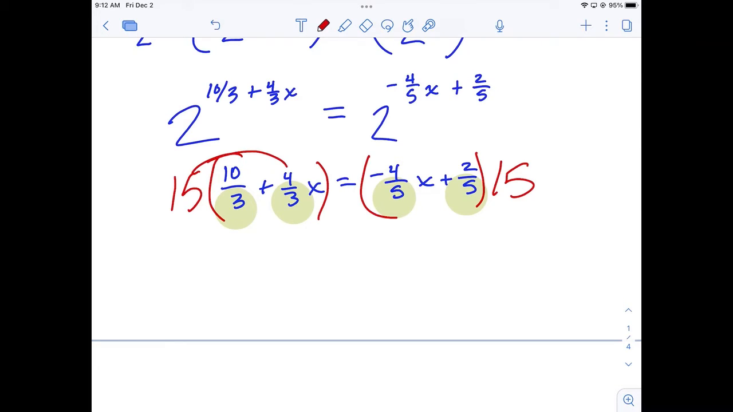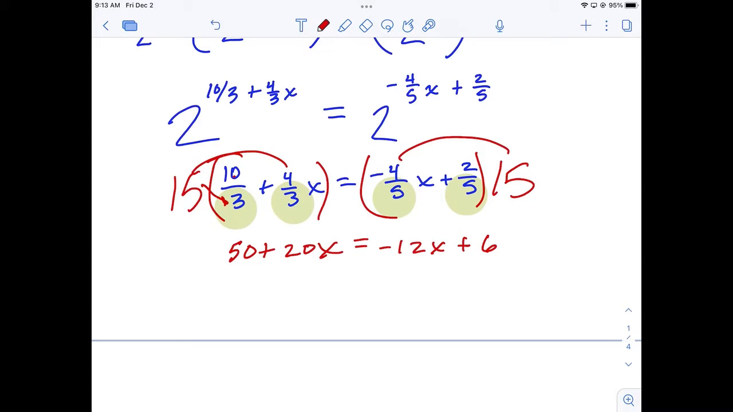Now when we distribute the 15, I'll divide first. 15 divided by 3 is 5. 5 times 10 is 50. Plus 15 divided by 3 is 5. 5 times 4 is 20. Well, that looks good already. Distributing over here, we get 3, that's negative 12x, plus 3 times 2 is 6. A lot more user-friendly.